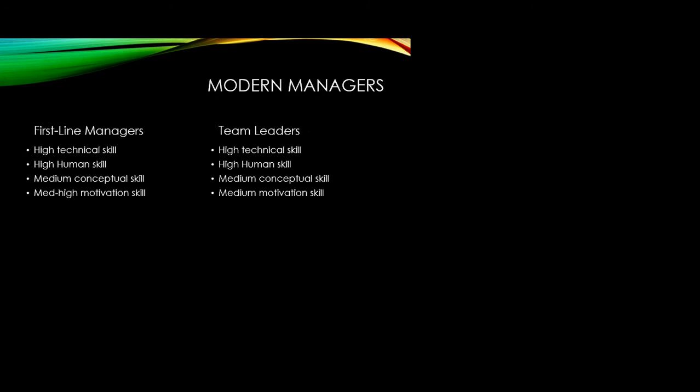Now we'll go to the first line manager. These guys need high technical skill. They're face to face with the job. They know what's going on the floor. They also need high human skills since they will manage many human beings around them. They need medium conceptual skills since they don't see the company as a whole. They only need to see their group of people. And they still need some motivation skills to get the job done.